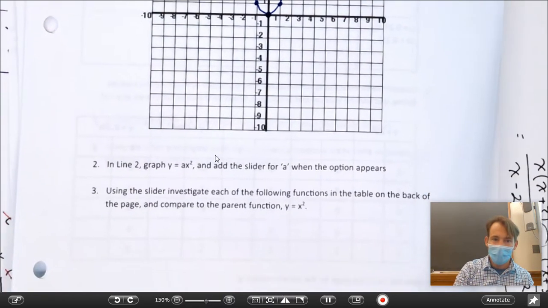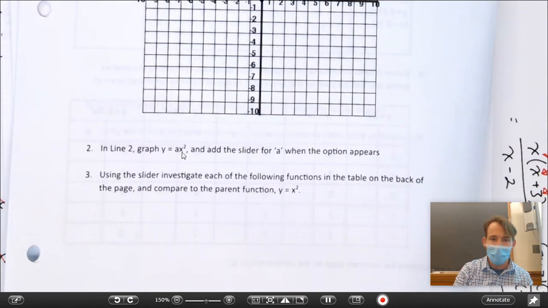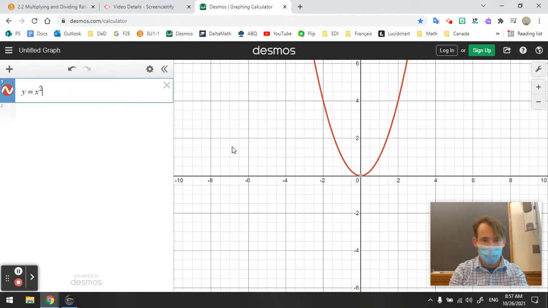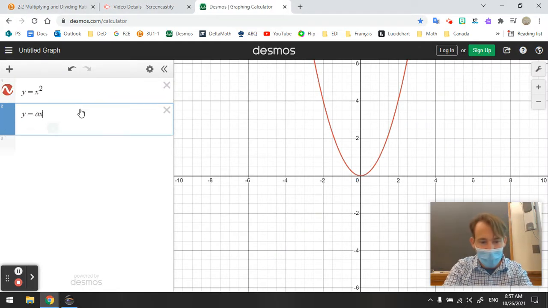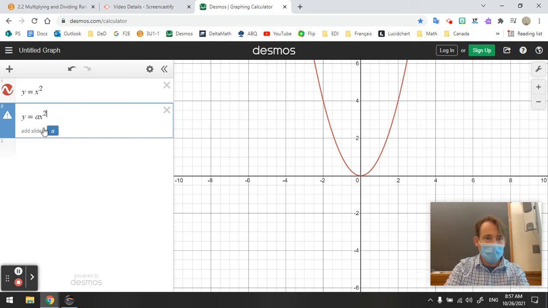So in line 2, graph y is equal to ax squared and add a slider for a. So let's take a look at how we do that. You're going to go here, push enter, and say y is equal to ax squared. And it says add a slider.